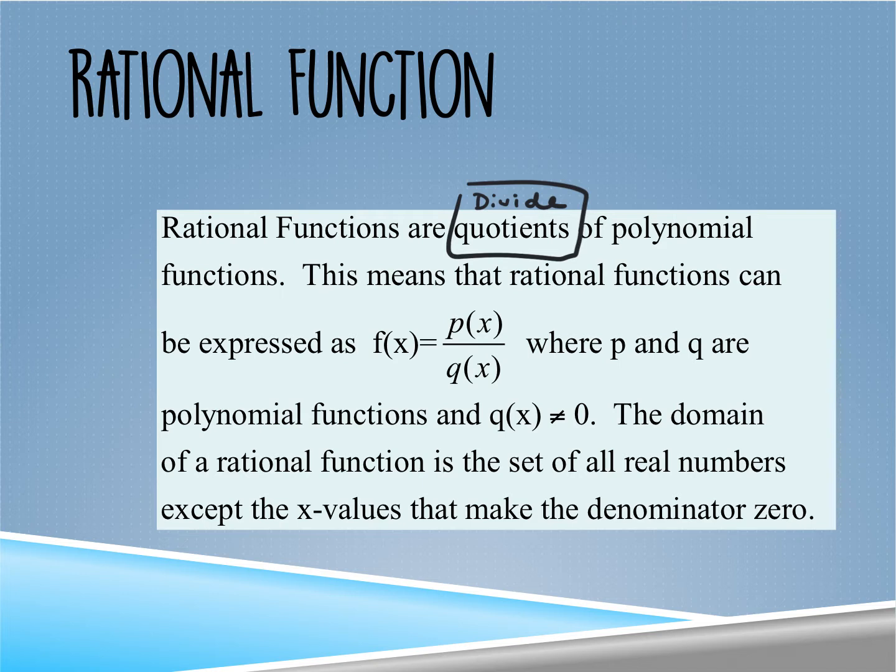So this means that rational functions can be expressed as a division problem here, where P and Q are polynomial functions and Q cannot equal 0. So we know our denominator cannot be 0. Rational function graphs kind of look like this. We'll have asymptotes in our graph. So those are dotted lines where our graph can't cross. And then our graph kind of looks like boomerangs, like that.